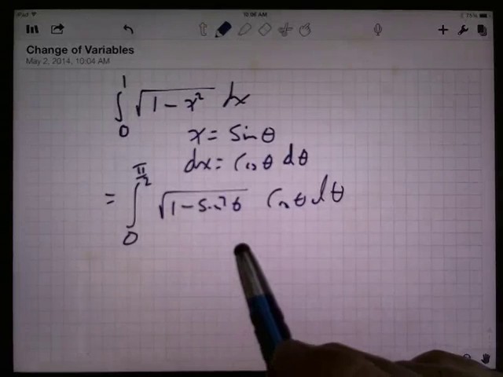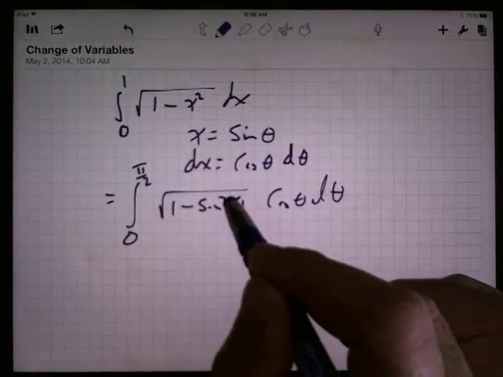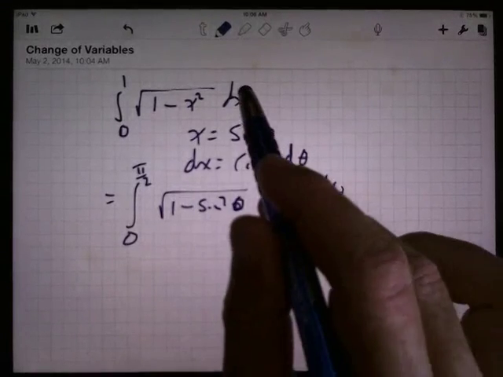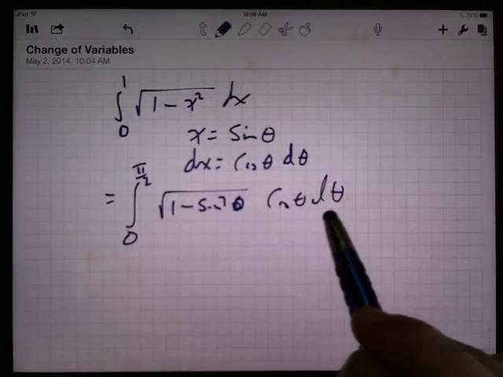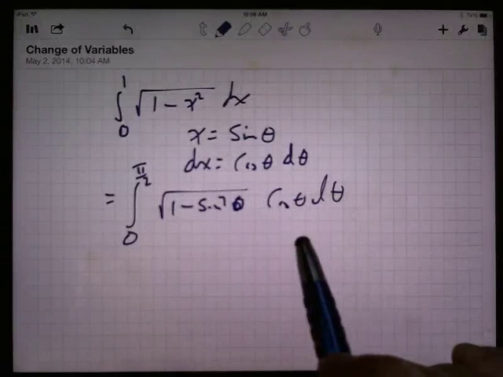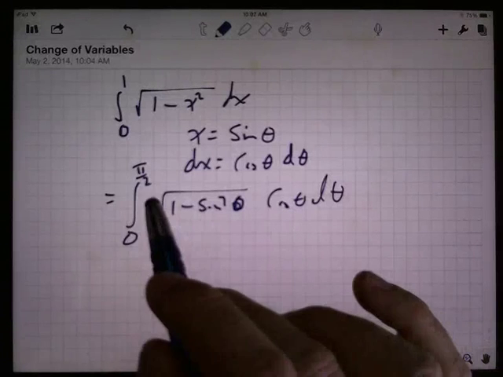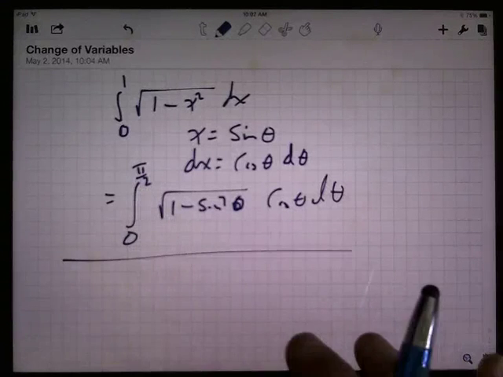Okay. So you change the function into your new variable, you change the dx into your new variable, and notice there's that extra thing that popped in there, and you change the limits. Okay. So that's the first thing.